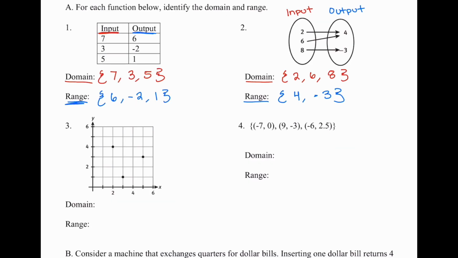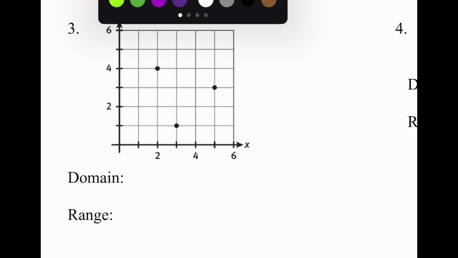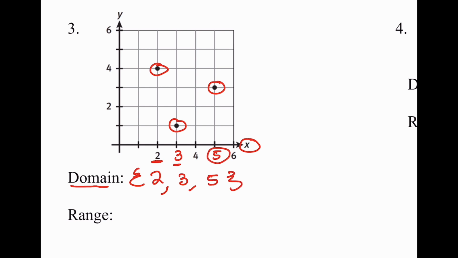All right, welcome back. Hopefully you tried identifying the domain and range for 3 and 4. We know that domain is all of my inputs. My inputs are my x values. So I want to know, what are all of the x values that are on this graph? Well, this point right here is at the x value 2. So 2 is in my domain. This point right here is at the x value 3. 3 is in my domain. And this point right here is at the x value 5. So 5 is also in my domain.